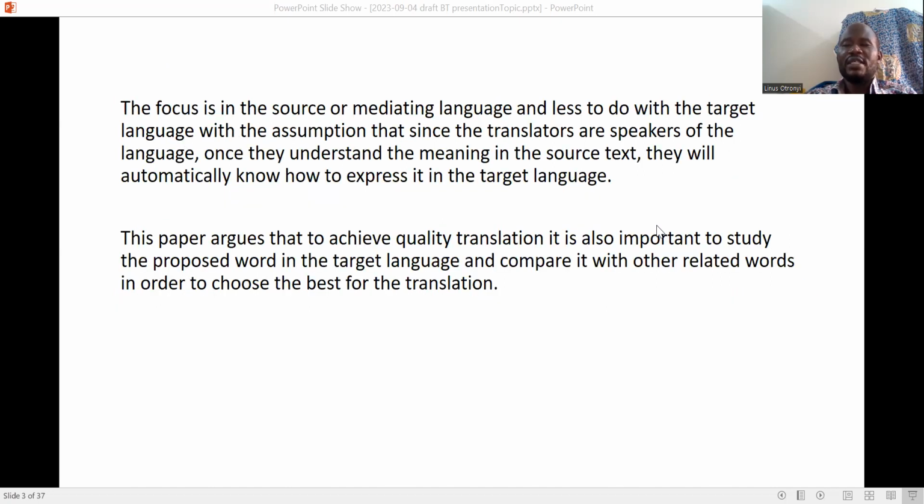The focus in most cases is in the source or mediating language like English, and less to do with the target language, with the assumption that since the translators are speakers of the language, once they understand the meaning in the source text, they will automatically know how to express it in the target language, which is not always the case. This paper argues that to achieve quality translation, it is also important to study the proposed term in the target language and compare it with other related words in order to choose the best for the translation.